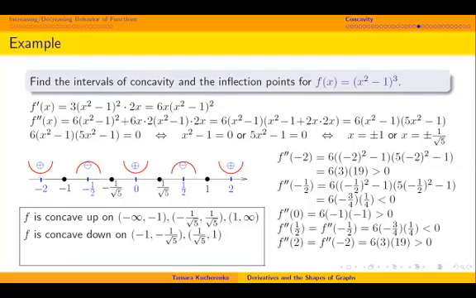Since the function changes concavity at x equals negative 1, negative 1 over radical 5, 1 over radical 5, and 1, there are 4 inflection points. They have coordinates plus minus 1, 0, and plus minus 1 over square root of 5, (4/5) cubed.